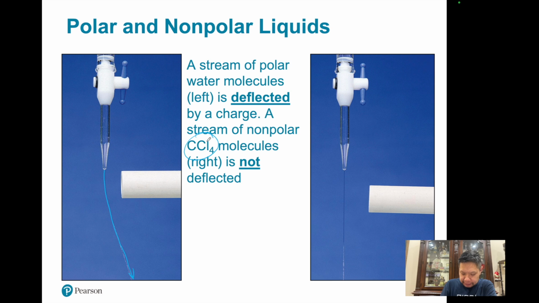If you were to do the same thing with this molecule, which is carbon tetrachloride, you saw this earlier. It looks like this. It's a carbon with 4 chlorines attached to it, right? Remember that this guy right here is nonpolar. And since it's nonpolar, it doesn't cause any kind of deflection in the stream. The stream still goes straight down.